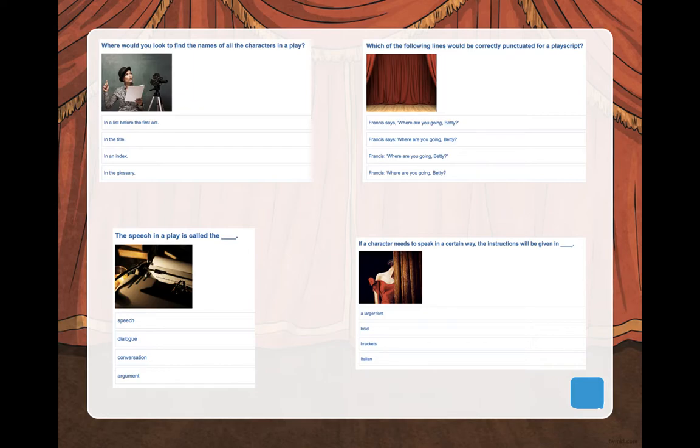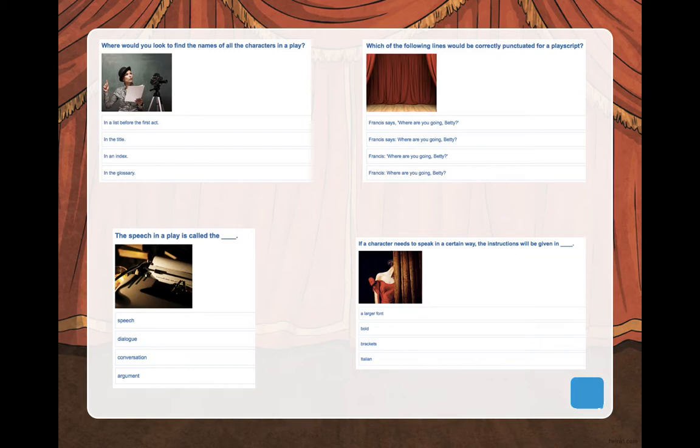So how did you do in the last set? Did you get 4 out of 4? Because by the time we mark these 4, it'll be how many did you get correct out of 8? So the first one, where would you look to find the names of all the characters in the play? It's number 1, in a list before the first act or scene. Number 2, which of the following lines would be correctly punctuated? It's number 4. Francis, colon, "Where are you going, Betty?"